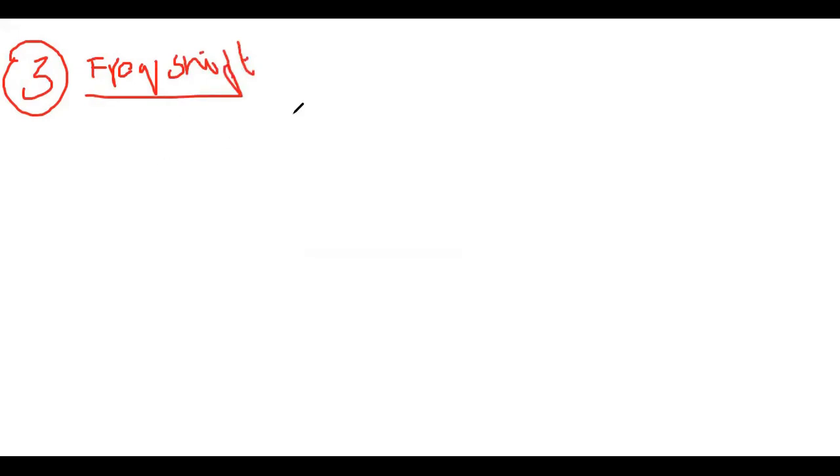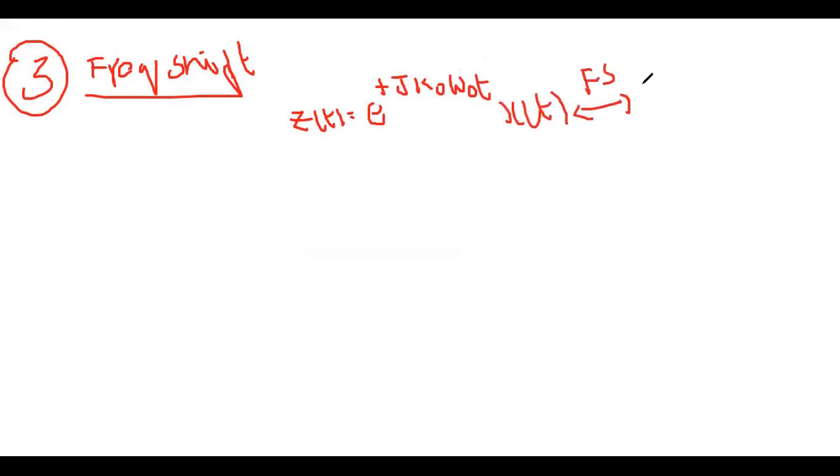So the third property is the frequency shift property. It's the third one, frequency shift. What they're saying is that you take z of t equal to e power plus jk naught omega naught t x of t. Apply the Fourier series for the signal and you get a shift in the frequency. That shift is k naught samples. So I take k naught in the positive exponential.